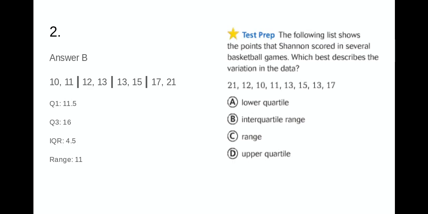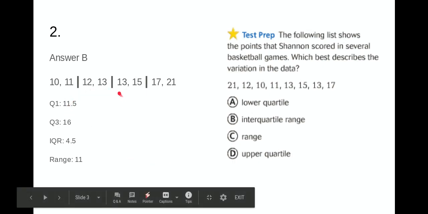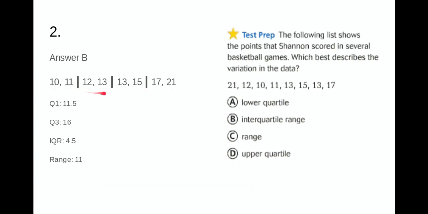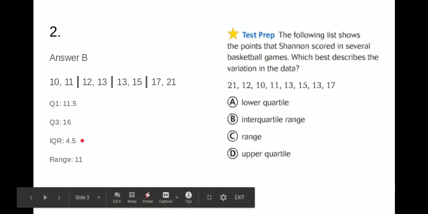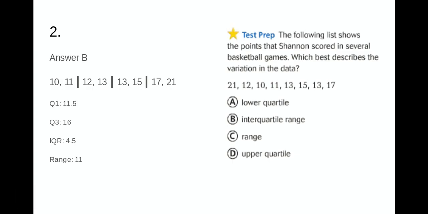So in order to get your answer, you got to go ahead and put these all in order. Then figure out your interquartile range, and you figure that out by finding the median. And then once you have the medians, you can find the Q1 and Q3. You subtract them and you get 4.5. Your range here is 11, and I said kind of the rule here is if you have a big difference between your IQR and your range, you're just going to choose your IQR. So your answer is B.